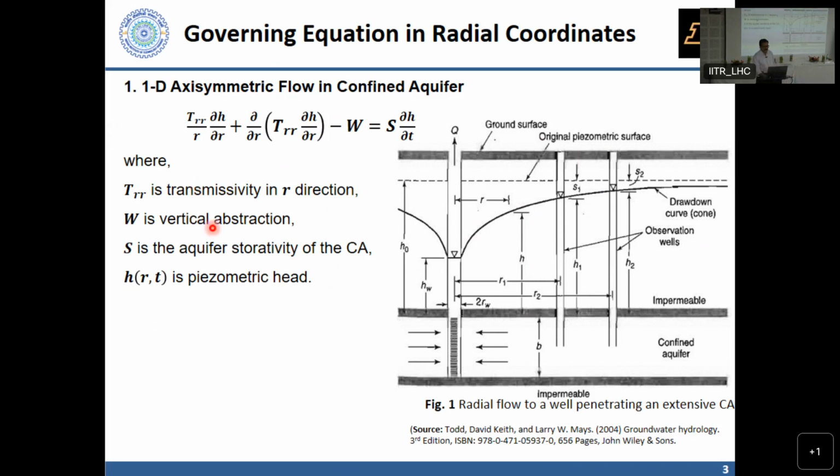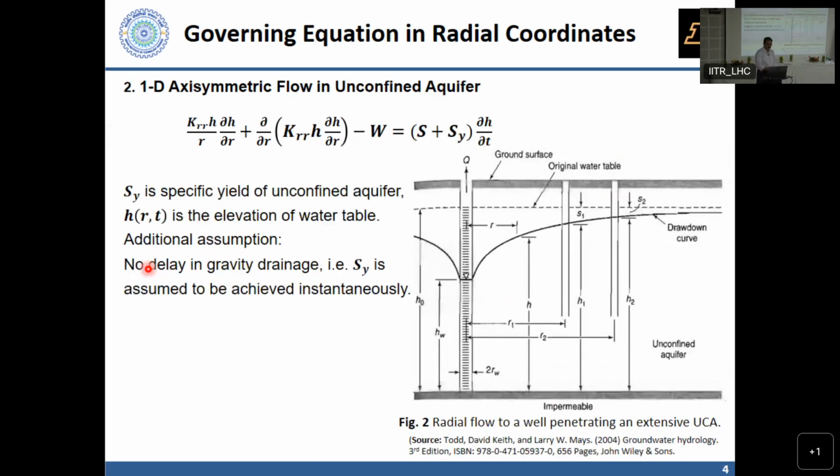So our usual definitions, T is going to be transmissivity and H is the piezometric head. S now is the aquifer storativity because we are talking about essentially horizontal flows. So this basically sets up the notation for us. We can do the same thing for an unconfined aquifer.